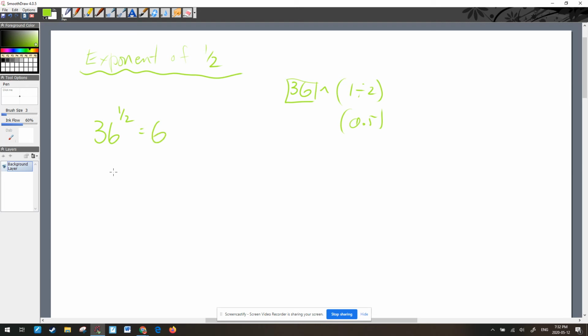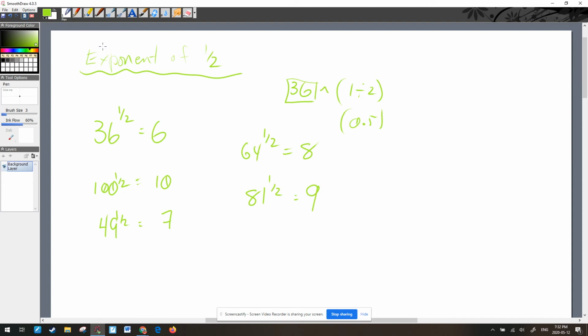So how about if we did 100 to the exponent 1/2? Well, it's going to come back as 10. How about 49 to the exponent 1/2? Well, that's 7. How about 64? Hopefully, you're seeing what's going on here. This is 8. We'll do one more. If we had 81 to the 1/2, I'm hoping that you're saying to yourself, well, that's going to be 9.